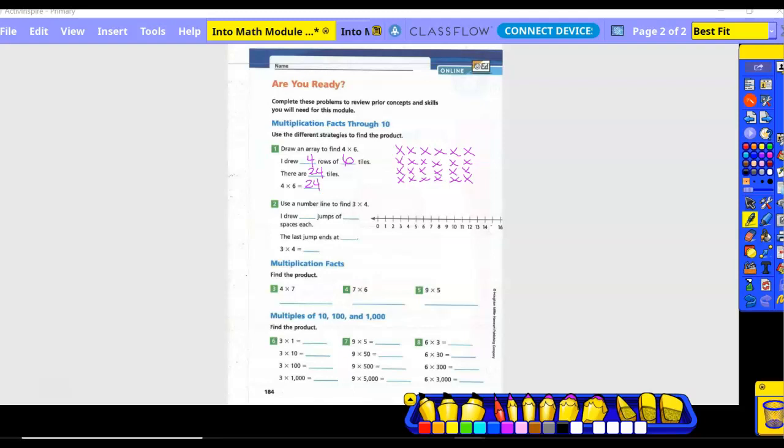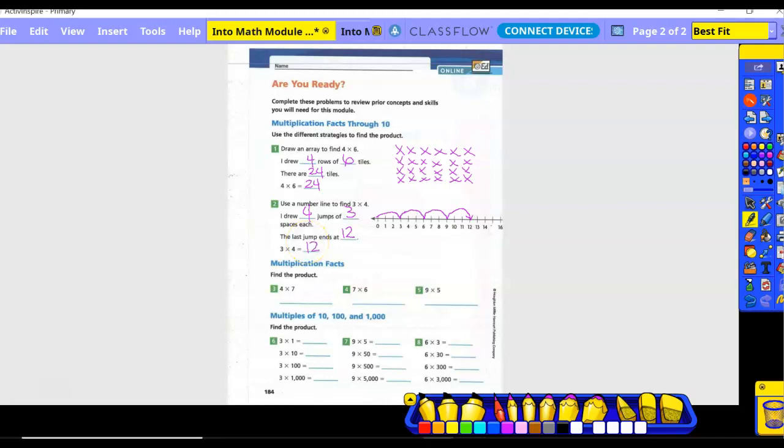Okay. Use a number line to find 3 times 4. So I could do jumps of 3, right? And I could do them how many times? How many jumps? 4 times, right? So 3 jumps of 4. Oh, no, I did that backwards. We did 4 jumps with 3 spaces each. So the last jump is at 12. So 3 times 4 is 12.